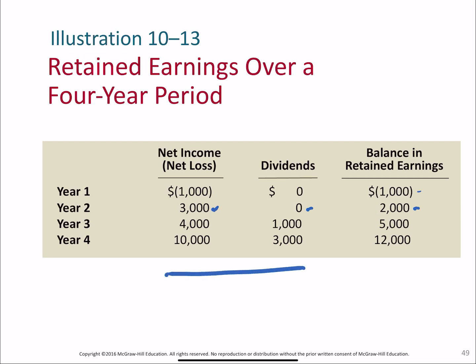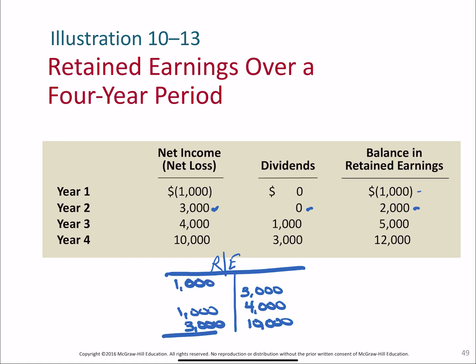Remember, if we put this into a T account for retained earnings, right? The first year they had $1,000 in earnings. The second year, $3,000. Fourth year, $4,000. Oh, but look, they paid a $1,000 dividend. And then in year 4, they had $10,000 in earnings and a $3,000 dividend. Right, and if we did the sum of that, we would see our balance of $12,000.